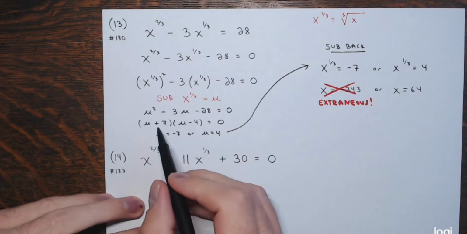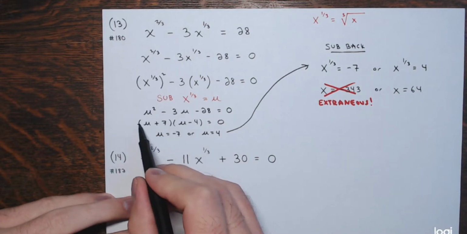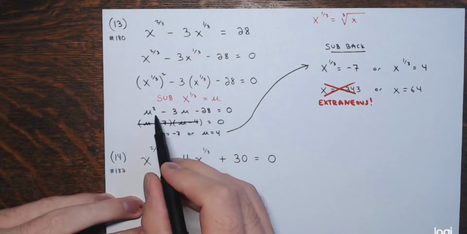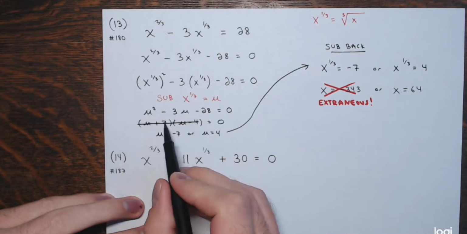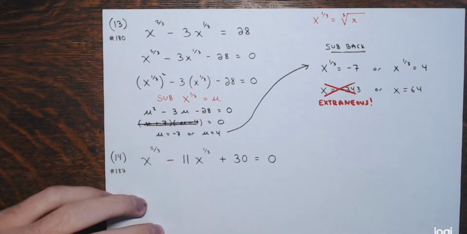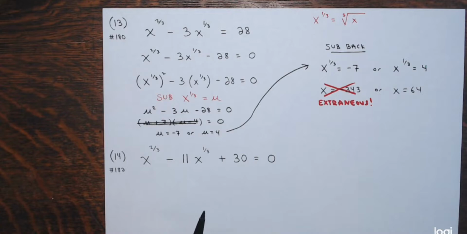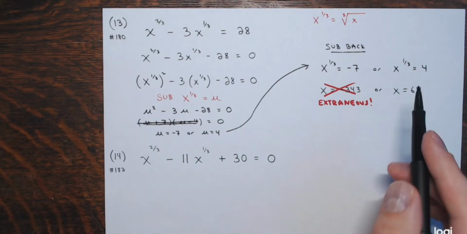But look, you may have been screaming at me. This is not how that factors. U squared minus 3u minus 28 doesn't factor to u plus 7 times u minus 4. It's u minus 7 times u plus 4. Alright, so you know what? I apologize for that. But this is why you check your answers, folks.